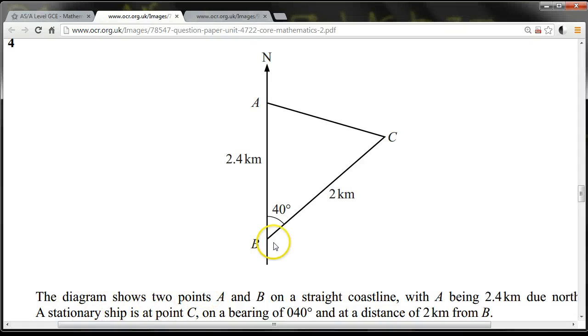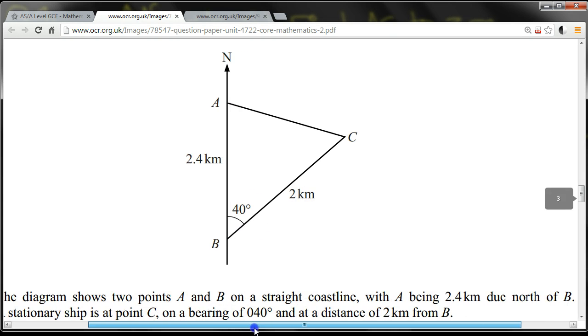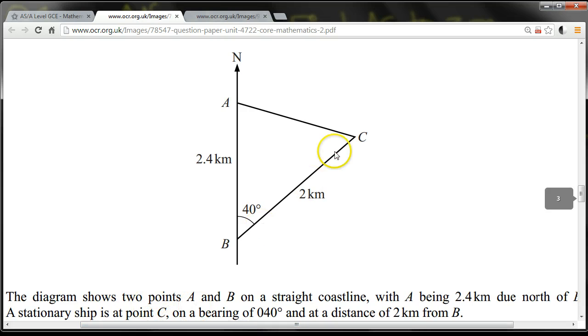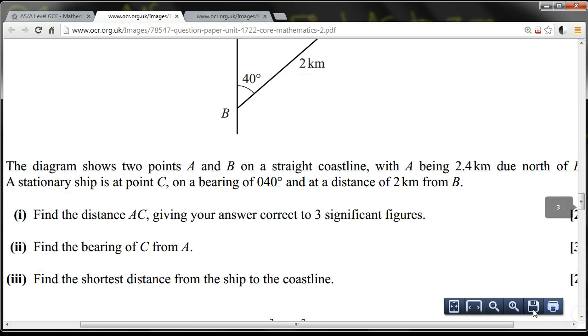The diagram shows 2 points A and B on a straight coastline, with A being 2.4 kilometers due north of B. A stationary ship at the point C is on a bearing of 40 degrees and at a distance of 2 kilometers from B. Find the distance AC, giving your answer correct to 3 significant figures.